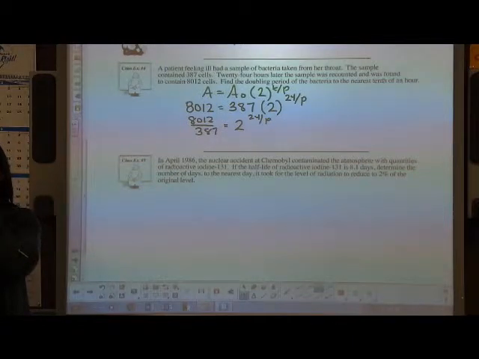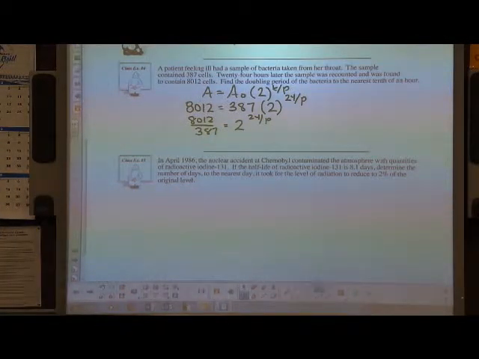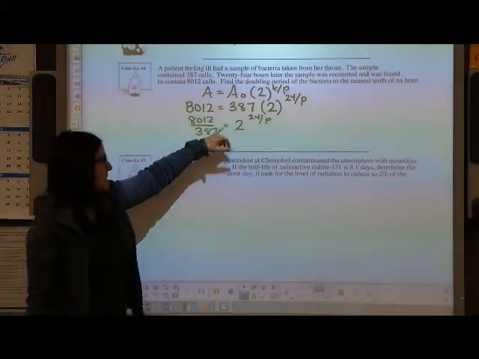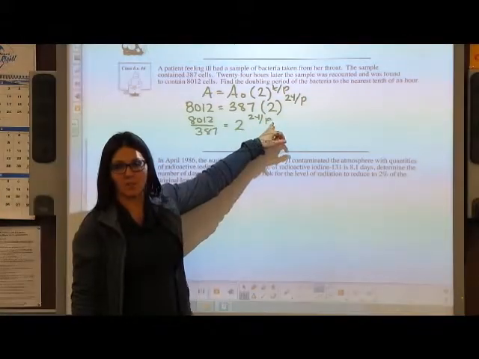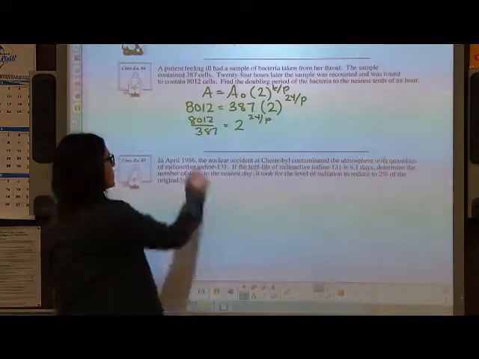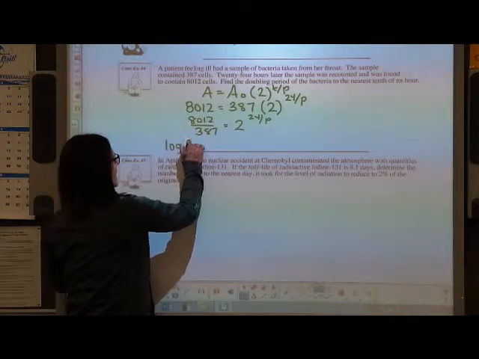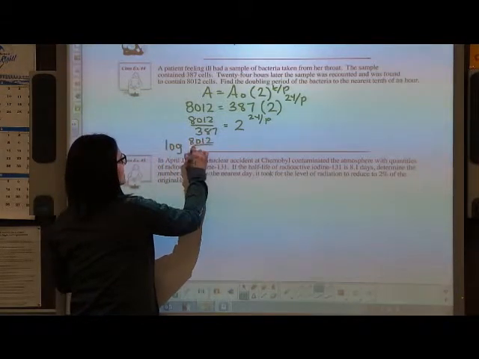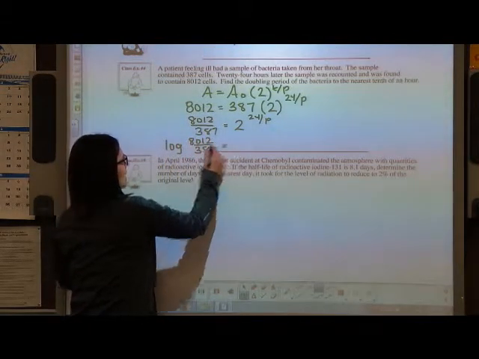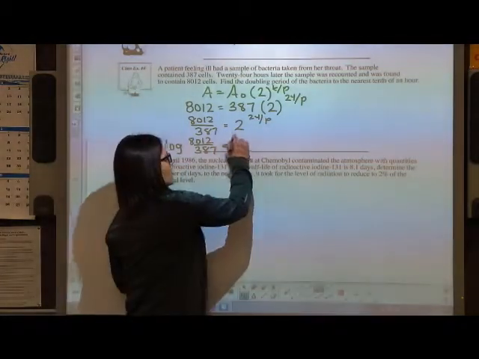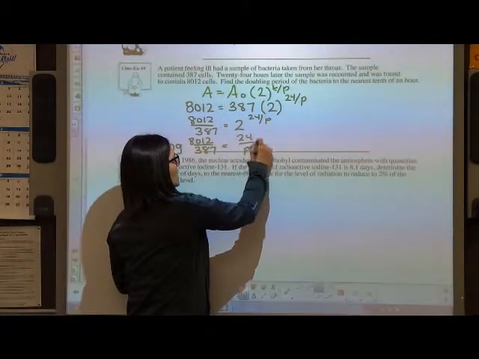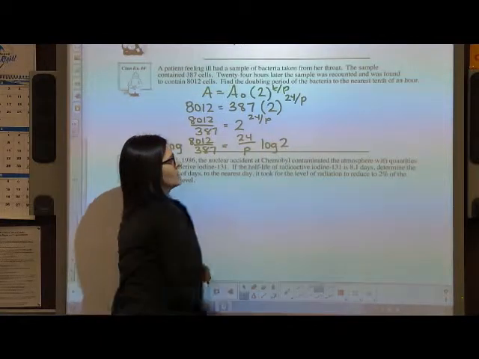How do I pull this exponent down? I use logs. Because my exponent is a little bit more complex, being the 24 over p, it's probably easiest if we write it out and take the log of each side. So I get 24 over p times log 2.